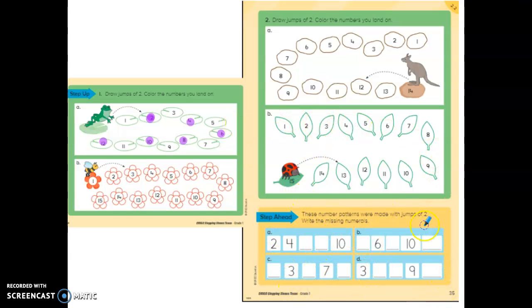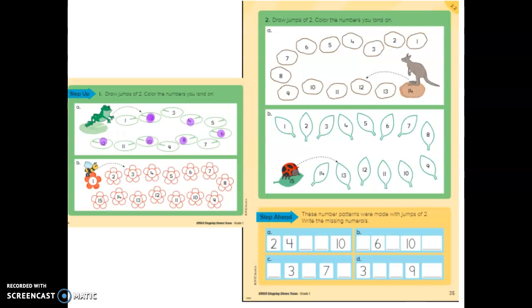And then the step ahead, you're filling in the missing numbers, skip counting by 2. Okay, guys, if you have any questions, you can contact Miss Edens, but I think you got this.